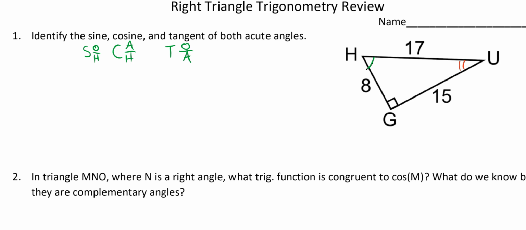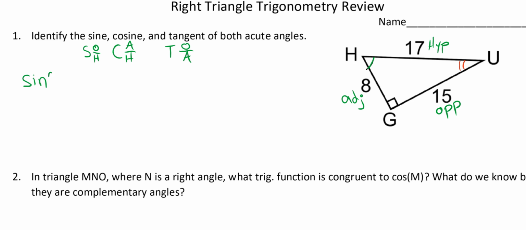Now from here we're going to follow the same 4 steps we always do. Identify your angle, then identify the sides. So let's go ahead and identify the sides. 15 is opposite, 17 is opposite that right angle, so it's the hypotenuse, and 8 is adjacent. So now that we have all the sides labeled, we can just write our equations.